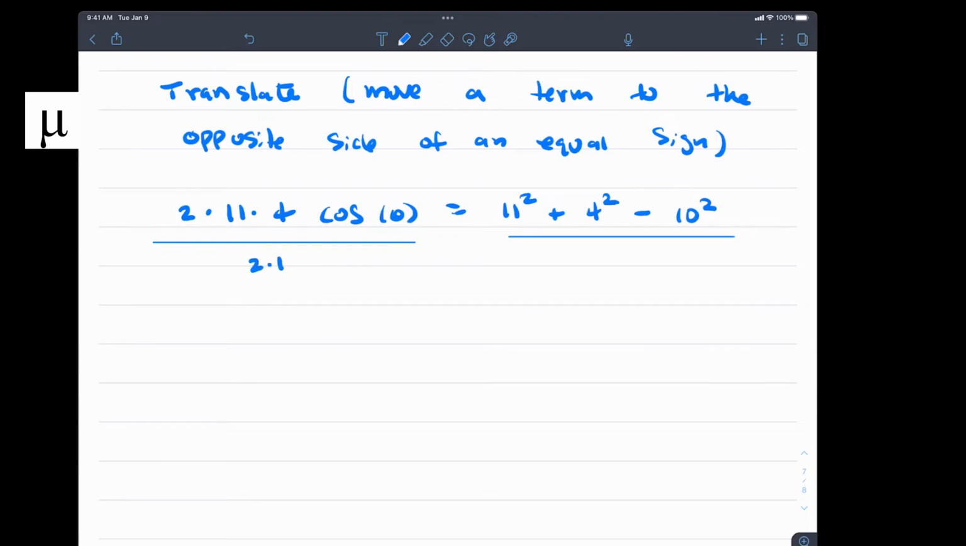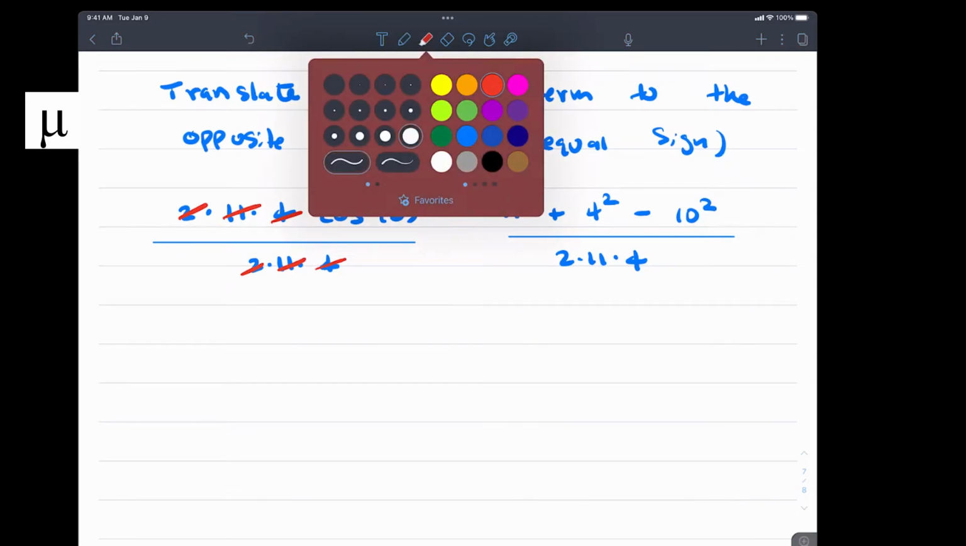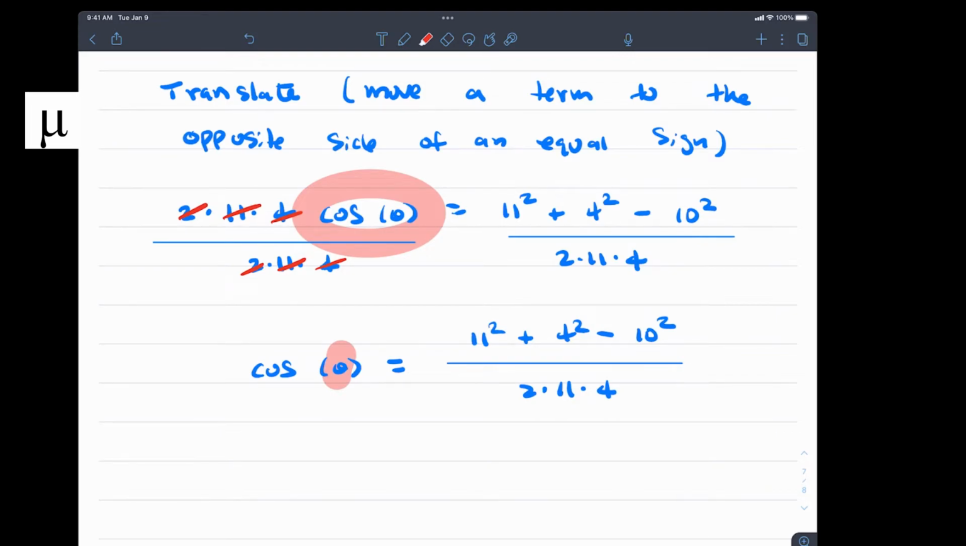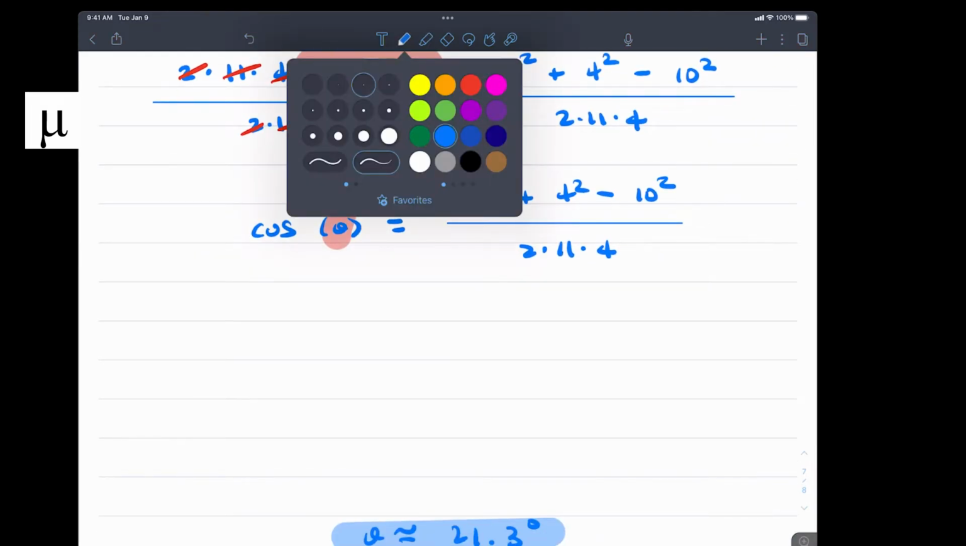Divide now by what? Whatever is multiplied to cosine theta. What's cosine theta? 11 squared plus 4 squared minus 10 squared, everything over 2 times 11 times 4. Okay, you're going to find theta. You say, what is theta?